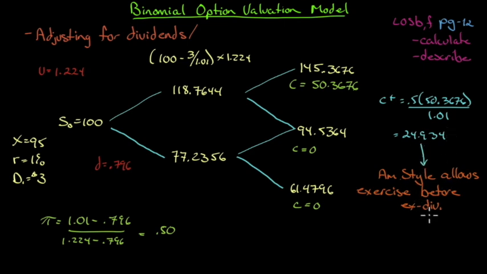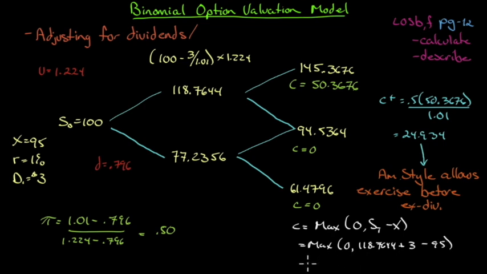Now here's the thing. The American style allows exercise before ex-dividend. There's the ex-dividend price. So the American style option allows us to exercise before that price, so we just have to make an adjustment for that. C is, remember, our maximum of either 0 or ST minus X. So it will be a maximum of 0 or 118.7644. That's the price, plus the dividend, because we can exercise before the dividend, right? Minus 95, and that will give us a value of 26.7644.